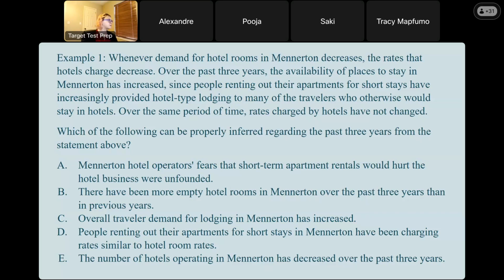prices for the hotels. D, people renting out their apartments for short stays in Minnerton have been charging rates similar to hotel room rates. We do not know that. And E, the number of hotels operating in Minnerton has decreased over the past 3 years. We also don't know that. That could be happening, but something that could be happening is not an inference. Only something that is happening 100% of the time.